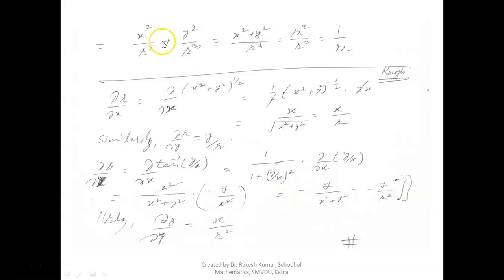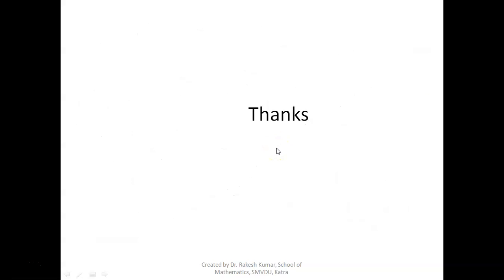So what we did, we put those values here. We found these values and put them in the determinant. Now if I simply find the value of this, I get x square upon r cube plus y square upon r cube, and it is equal to r square upon r cube, because x square plus y square is equal to r square. So this is simply 1 upon r. Okay, this is the rough work that I just told you.